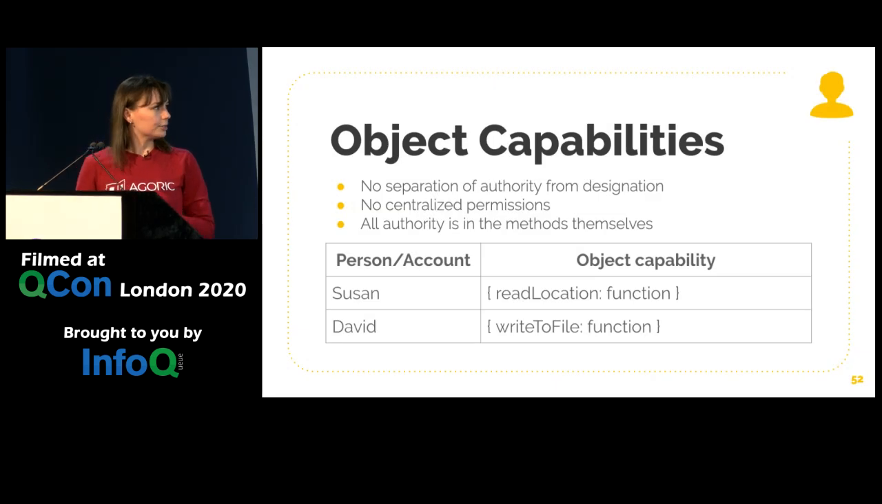But in object capabilities, there's no separation of designation from authority, and there's no centralized permissions. We kind of saw object capabilities already in our attenuation patterns. Basically, you have the authority to do something if you have a reference to the object that has a method that allows you to actually do that. So your designation and authority are embedded in the same object, and all of the authority is in the methods themselves.